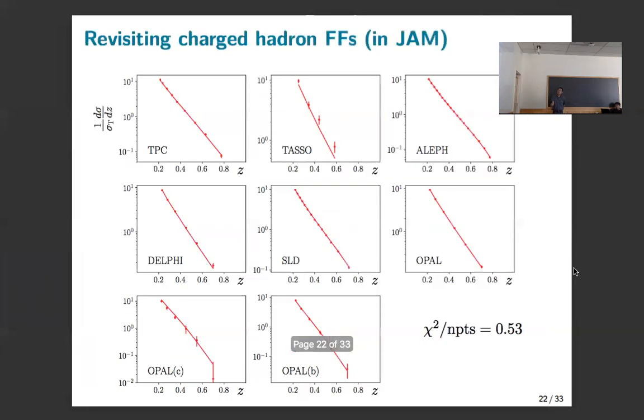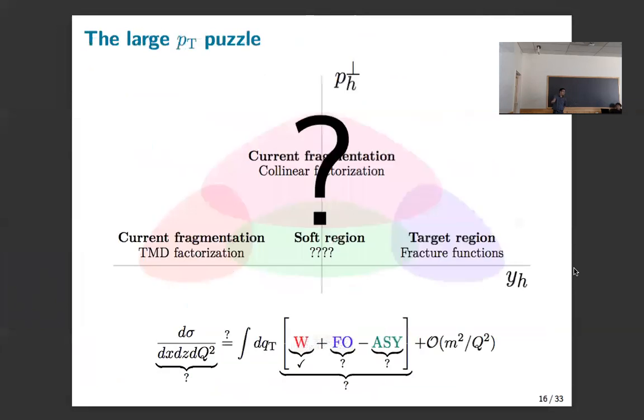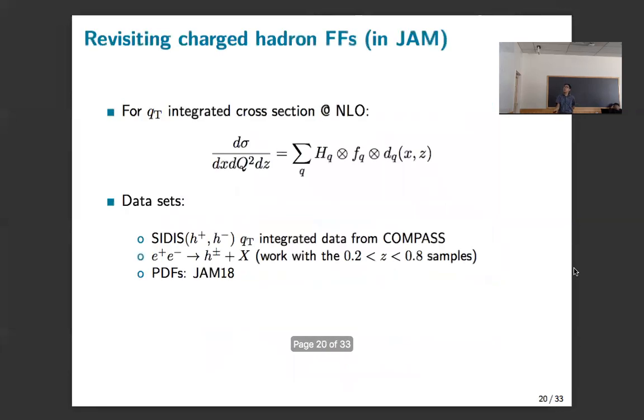So at this point, I would say we can put a check mark here. Okay, this part actually works. It's not entirely a disaster. If I have a check mark here, now let's revisit, with this new fragmentation function, what's going on in the DIS part.